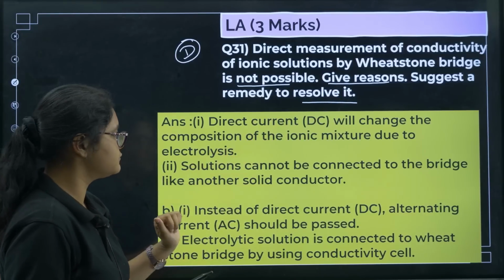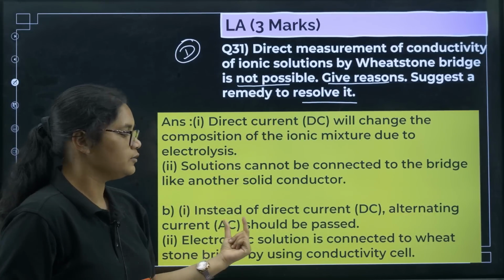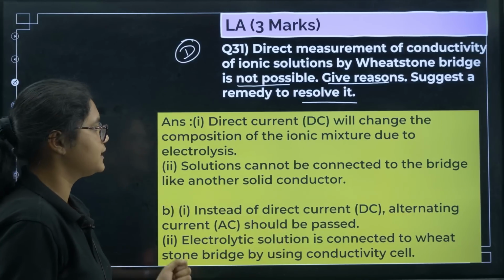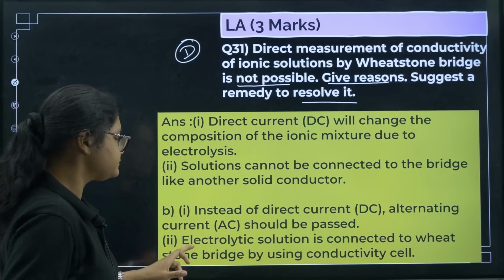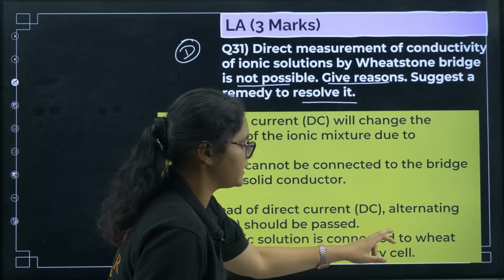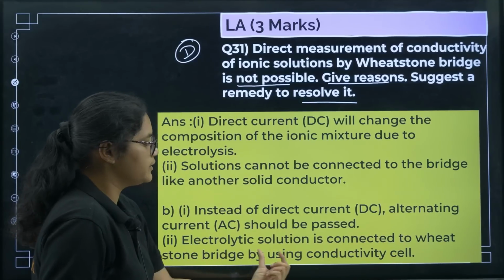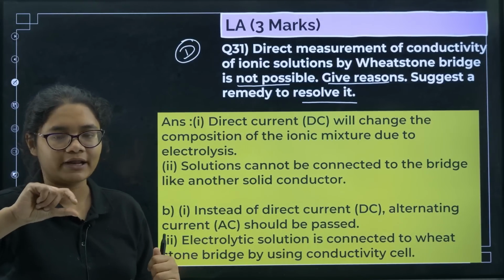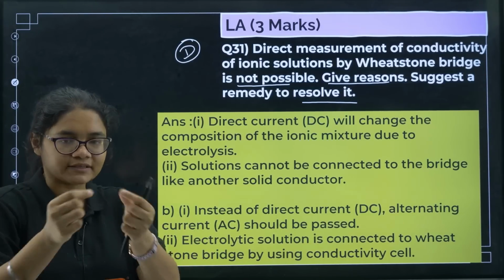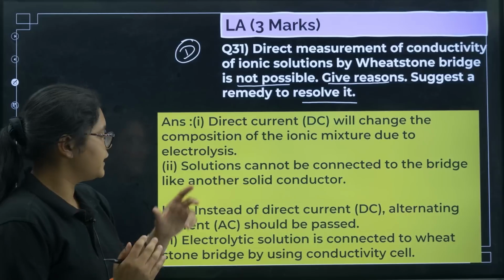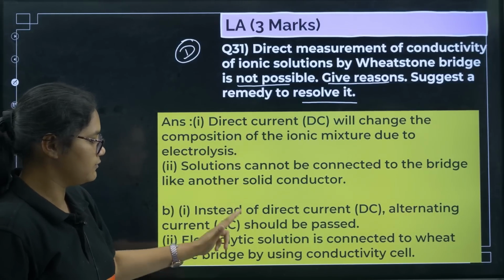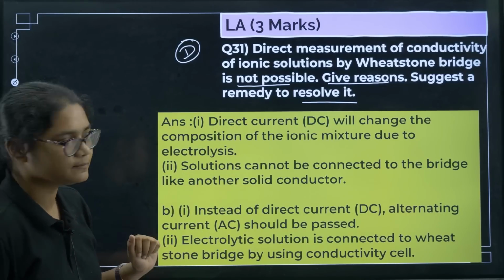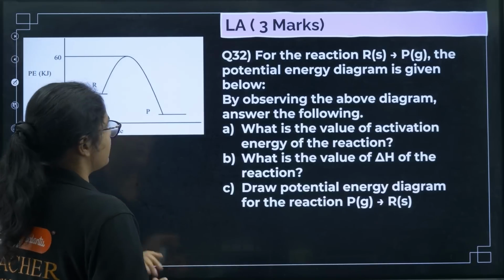What are the 2 solutions for that? Instead of direct current, you can use AC, that is, alternating current. And the electrolytic solution is connected to the Wheatstone bridge by using a conductivity cell. We pour the electrolyte into the conductivity cell, and this cell is connected to the Wheatstone bridge. So you have to write 2 reasons, and if you write any one of them, you will get 3 marks. This was definitely a difficult question.